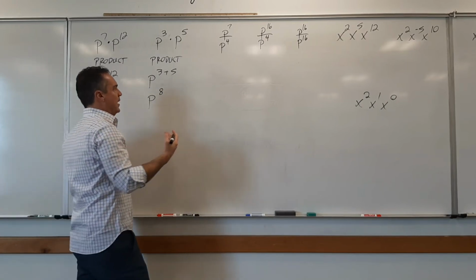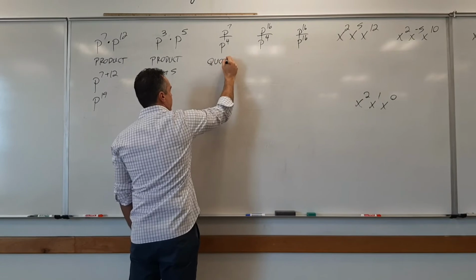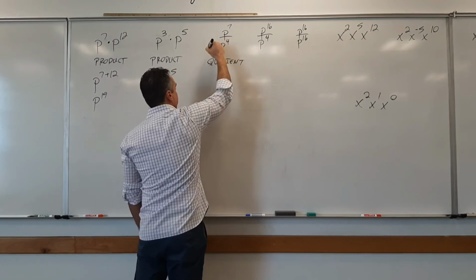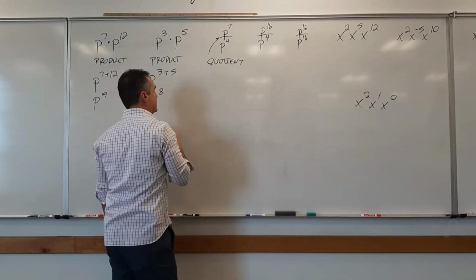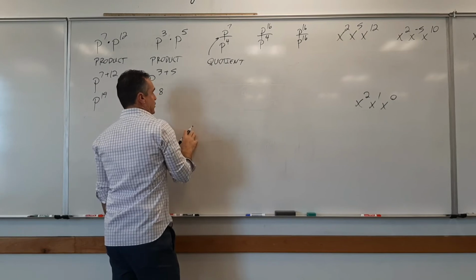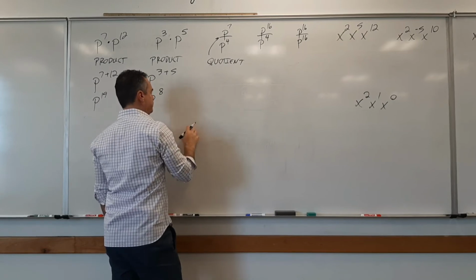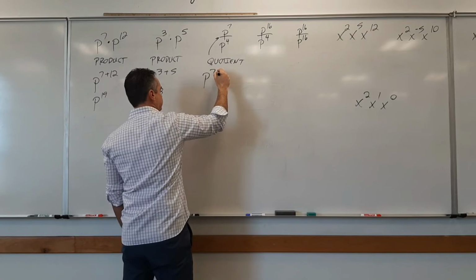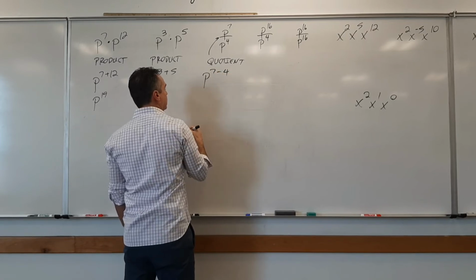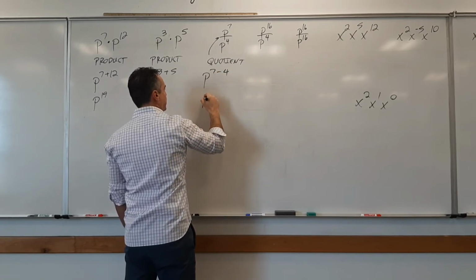All right? This is the quotient rule. Why? Because we're not multiplying. We are dividing right there. That's the fraction bar, which means division. So we're going to take p to the 7 minus 4. Okay? This is going to be p to the 3rd.